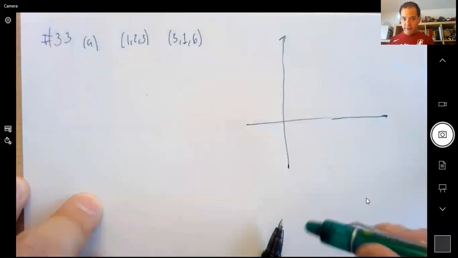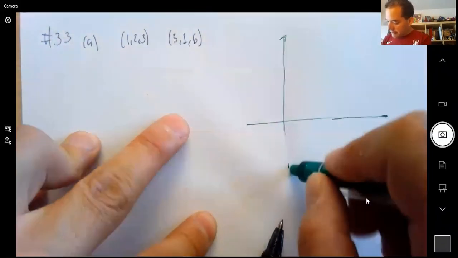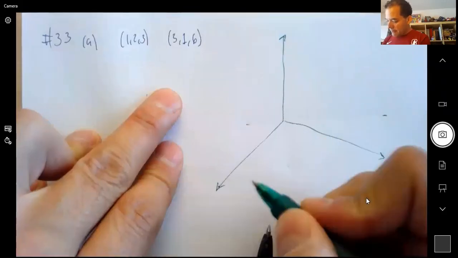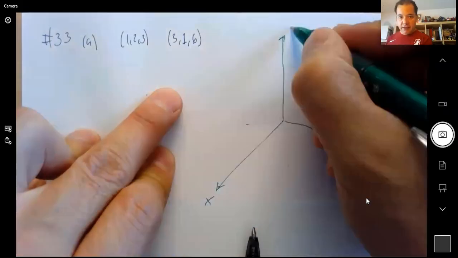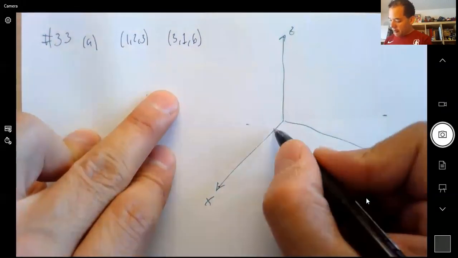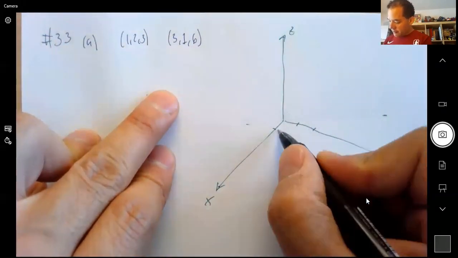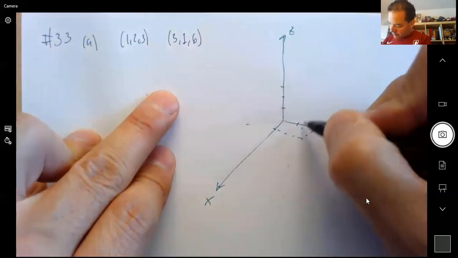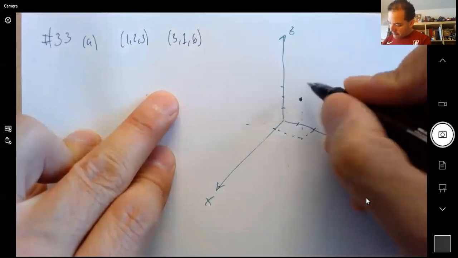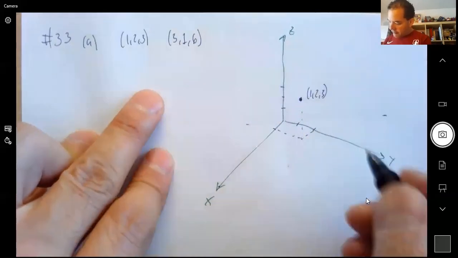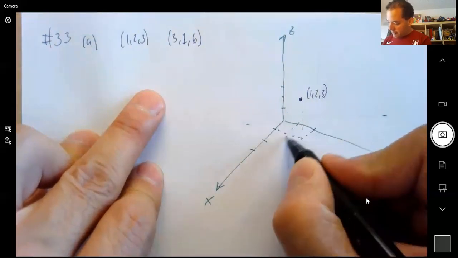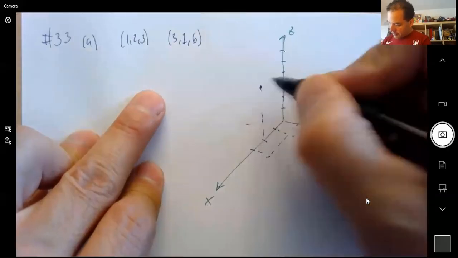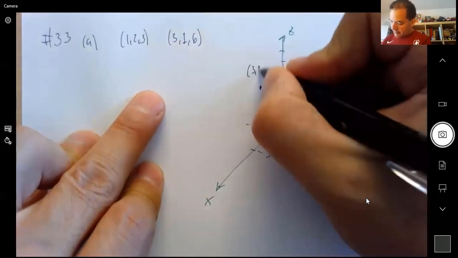These are missing another set of axes. My bad. Let's try again. So the X, the Y, and the Z. Now we have 1, 2, 3. So that's 1 in this direction, 2 in this direction, and then 3 in this direction, 3 units high. And the other is 3, 1, 6. That's 3 in x, 1 in y, and 6 units high, right here.